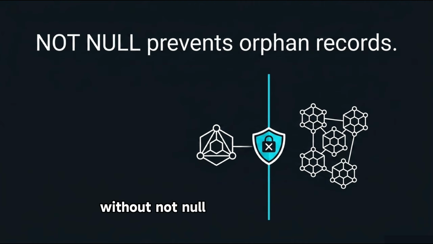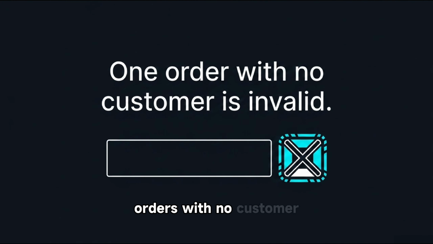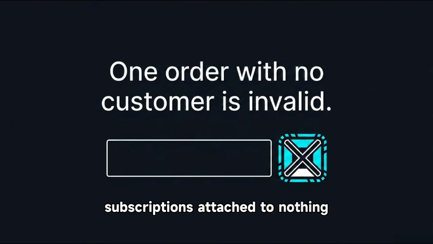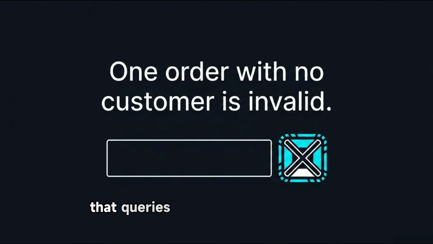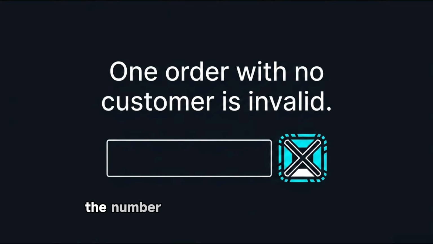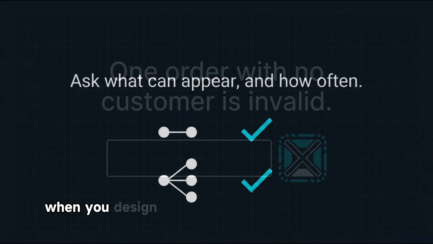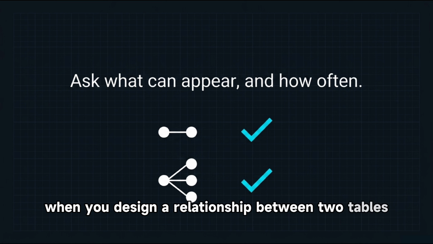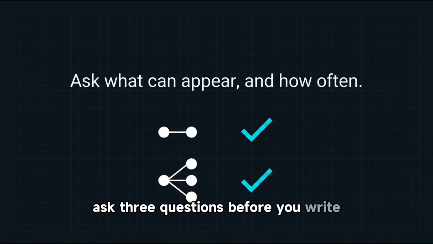Without NOT NULL on the foreign key, orphaned records can exist. Orders with no customer, invoices with no order, subscriptions attached to nothing. Each one a data anomaly that queries will handle inconsistently, that reports will count or not count depending on their join type, and that nobody will notice until a billing cycle produces results that don't match the number of customers in the system.